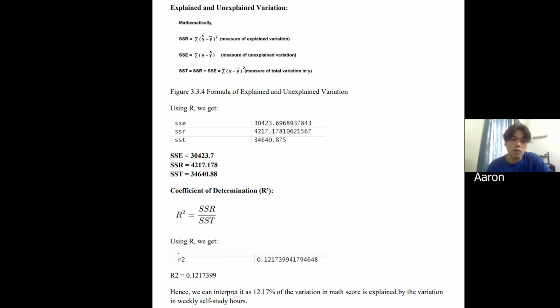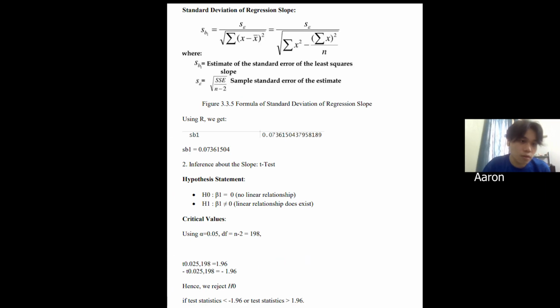Approximately 12.17% of the variation in math scores is explained by the variation in weekly self-study hours. Next is the standard deviation of the regression slope, and this is the formula of the standard deviation of the regression slope.